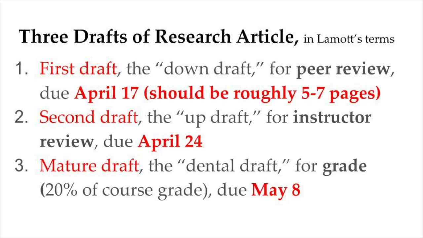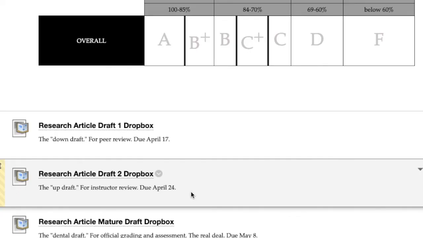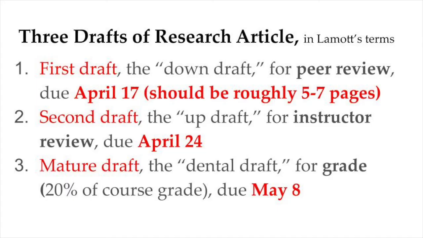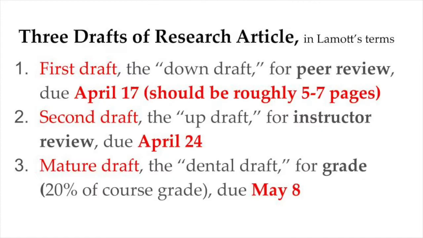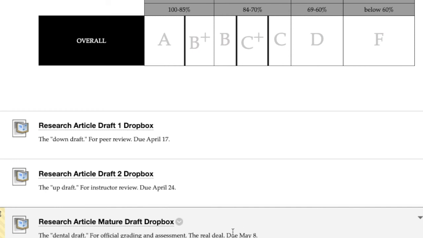Draft 2 is due April 24th. That one comes to me. I'm going to give you some feedback on it. I'm going to tell you what you can do to improve your score, to make it a better paper, and to all in all make it a stronger piece of work. And then lastly, on May 8th, that's when we'll call it the dental draft, from Anne Lamott's Shitty First Drafts. That's where it goes in here and that's it. So that's a hard deadline, May 8th, for your mature draft.